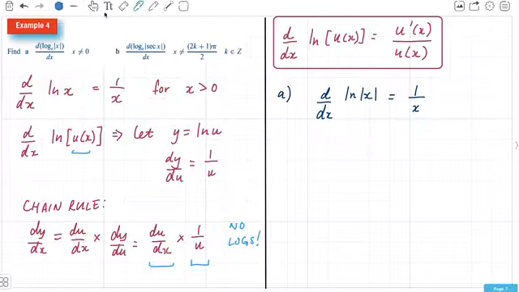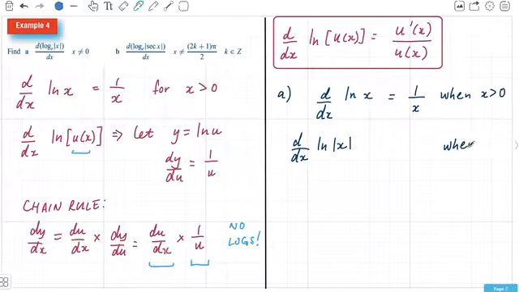We can also be, if you want, more particular about it. So what we could do is say, okay, when x is greater than 0, that's what our result would be. What about if we had d dx of log of mod x when x is less than 0? What would happen? So in doing that, we'd have a negative x. I'm just going to put a negative there.